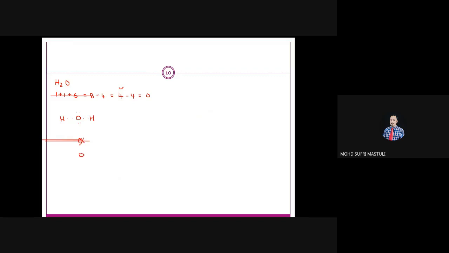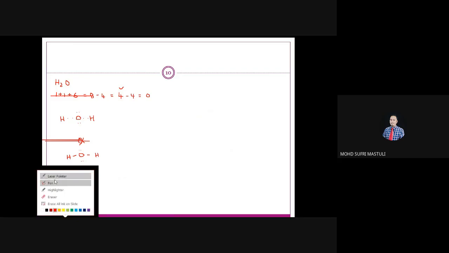And this oxygen is connected with a single bond to hydrogen and another single bond to the other hydrogen. The water molecule has two lone pairs. So in the water molecule, we have two bonding pairs and two lone pairs, with oxygen as the central atom.